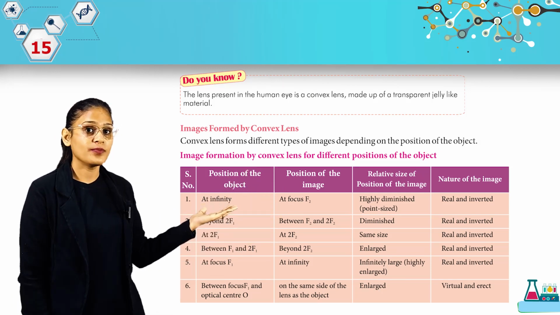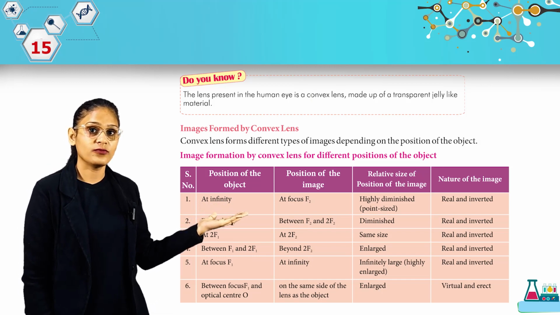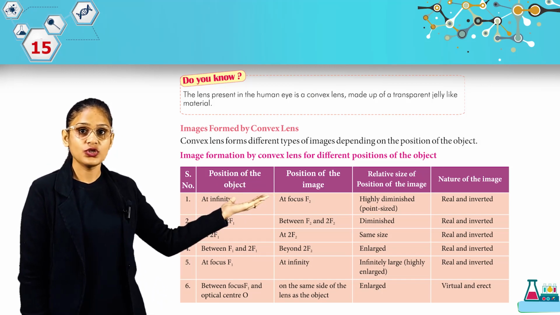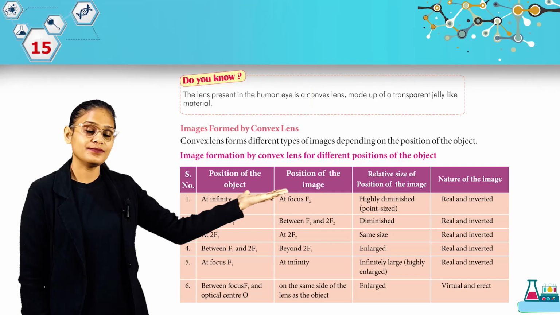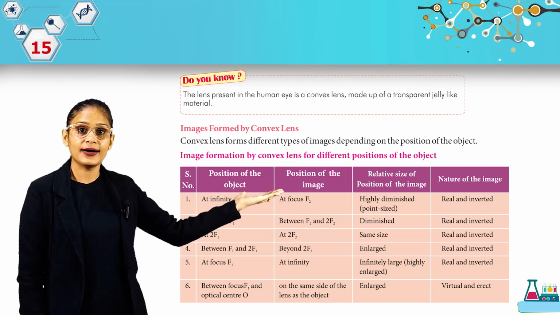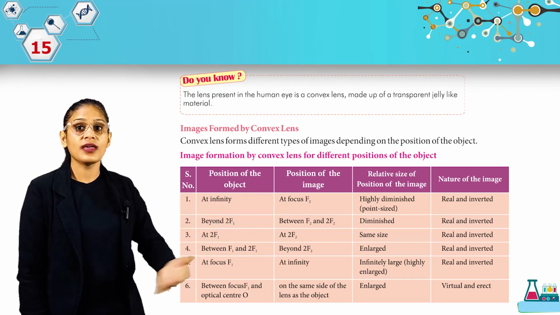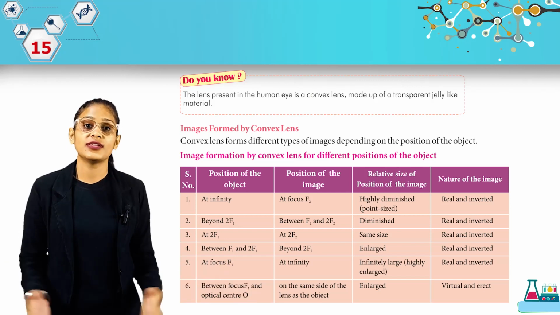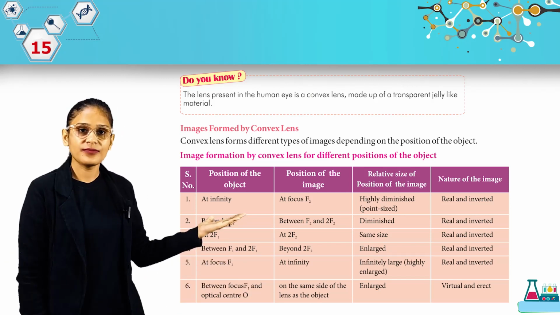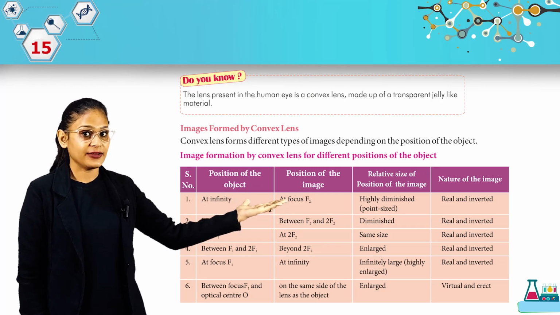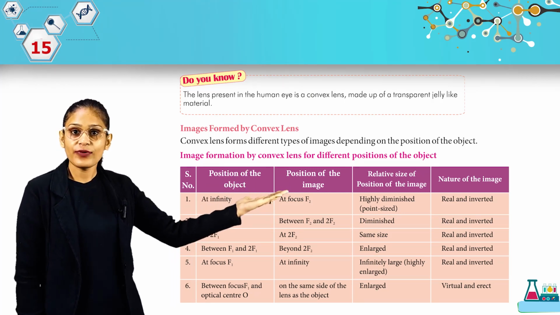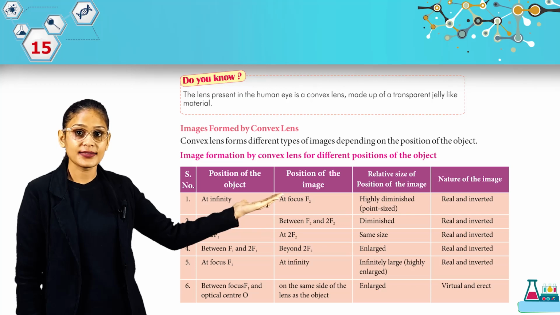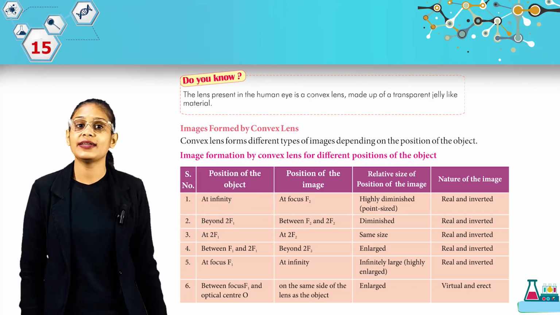Here, position of the object between F1 and 2F1, position of the image beyond 2F2, size of the image enlarged, and nature of the image real and inverted. Now come to the next. Position of the object at focus F1, position of the image at infinity, size of the image infinitely large, highly enlarged, and nature of the image real and inverted.